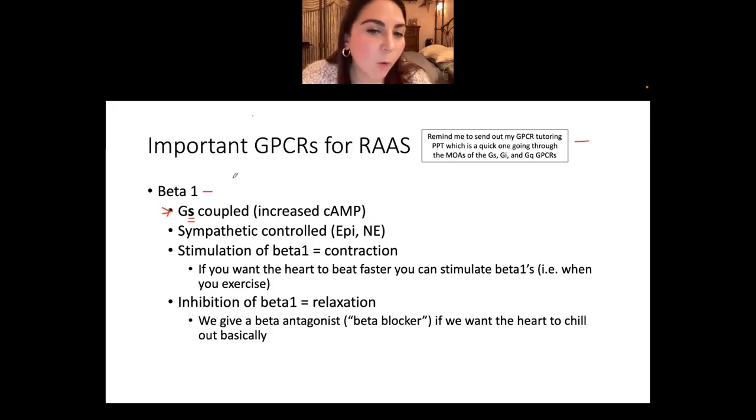If you stimulate beta 1 receptors, you should get contraction. If you want the heart to beat faster, there are beta 1 receptors in the heart, you can release epinephrine, norepinephrine, when you're exercising, and then you'll get more contraction. If you inhibit beta 1 receptors, that's when you get relaxation. For example, you give a beta blocker, a beta antagonist, you're trying to get the heart to basically chill out. We're going to talk about beta blockers later, but that's what they're specifically trying to block, these GPCRs in the heart.